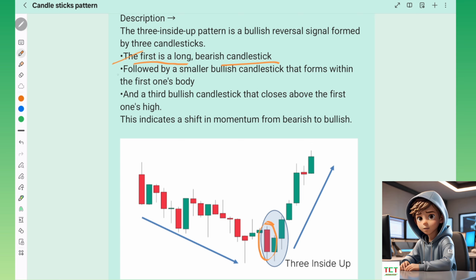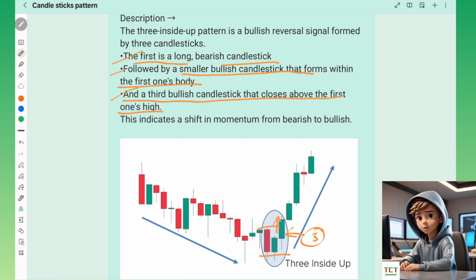Then comes the second candle, and this is important. It's a smaller bullish green candlestick that forms completely within the body of that first red candle. That's why it's called inside, because it's inside the previous candle's body. This second candle shows that buyers are starting to come in, but they're still cautious, not very aggressive yet. And then comes the third candlestick, a strong bullish green candle that closes above the high of the first red candlestick. This confirms that buyers have taken control.